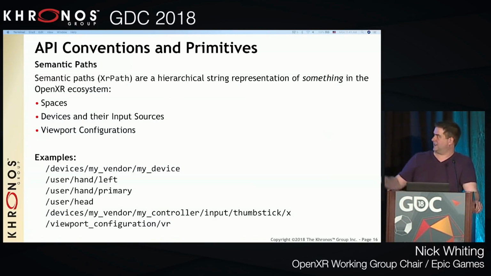We'll cover exactly what these are in a little more detail later, but things like spaces, which define basis spaces for the application, are in there. Different devices, if you have a controller and the controller has buttons, can be addressed by semantic paths, as well as viewport configurations, which is basically how many eyes I want to render. If you look at them down at the bottom, they're very much like standard file paths. They're hierarchical and let you address arbitrarily long hierarchies of objects.